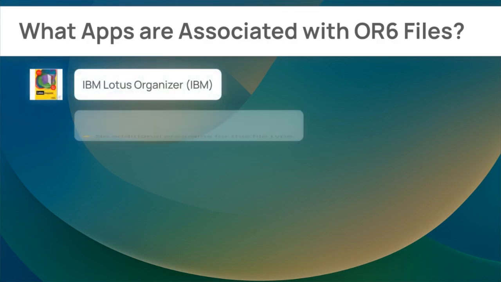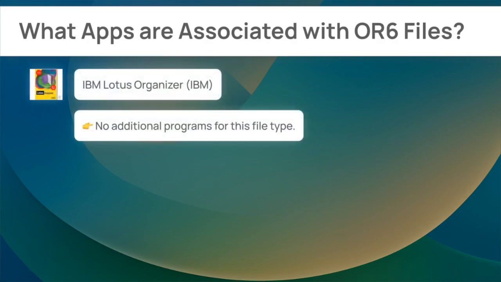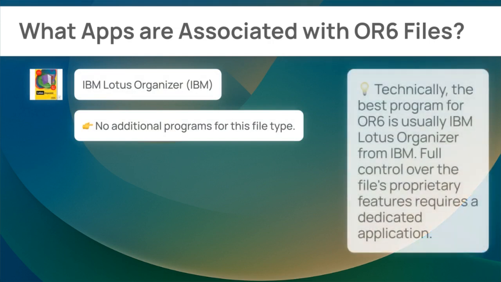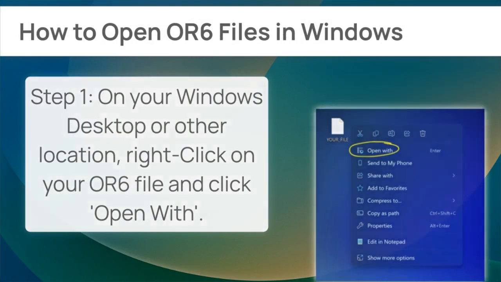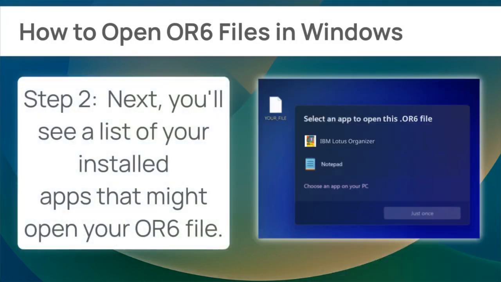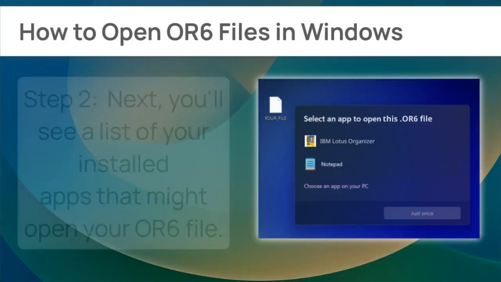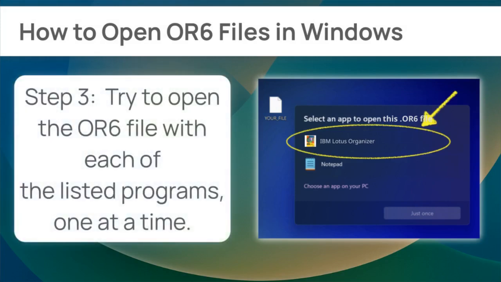To maintain file fidelity, use IBM Lotus Organizer, developed by IBM, to open OR6. Full control over the file's proprietary features requires a dedicated application. Windows typically exposes only metadata, so proper reading relies on the software built for that data type. To guarantee file access, right-click your OR6 file and select Open With. If IBM Lotus Organizer is an option, test it. If it's not available, choose another program. We are trying to force the file open with a compatible application.